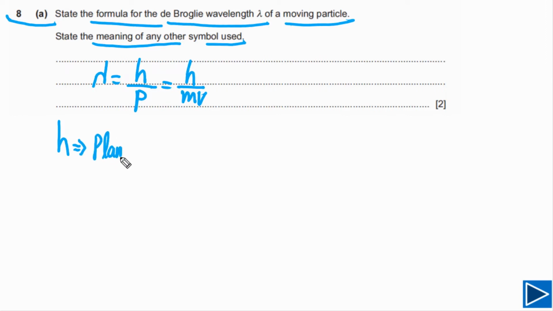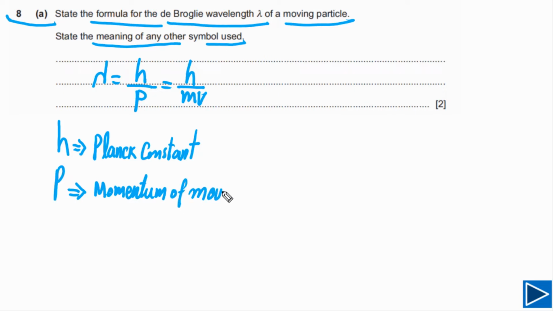So you have to write down h is the Planck constant. And for p, p is the momentum of the moving particle. You can also write the momentum of a moving particle if you have written mv. So you can say mv is the momentum of the moving particle.